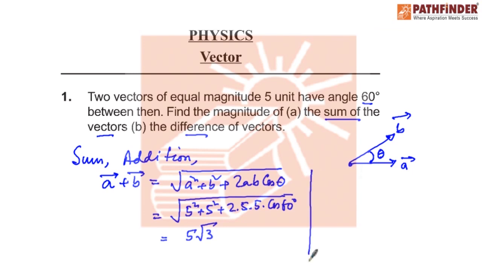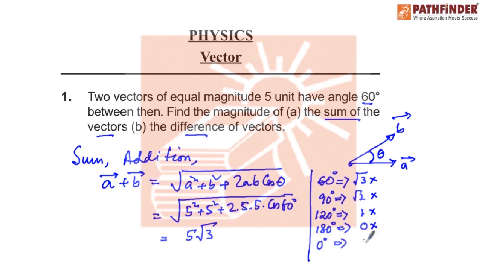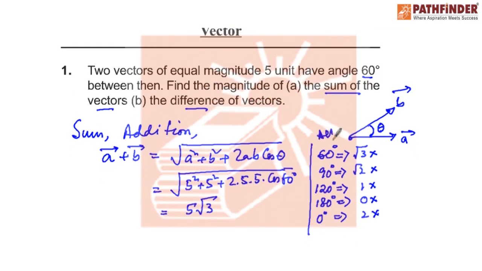So here we have an additional information for you. If there are two equal vectors and they are inclined at 60 degree, then the result is root 3 times the vector. If they are at 90 degree, the result will be root 2 times the vector. If they are at 120 degree, then the result will be 1 into the vector, they will remain same. If they are at 180 degree, then it will be 0, and if they are at 0 degree, then it will be 2 into the magnitude of the vectors. So this is a kind of an alternative which you should remember as a tip for solving problems faster.